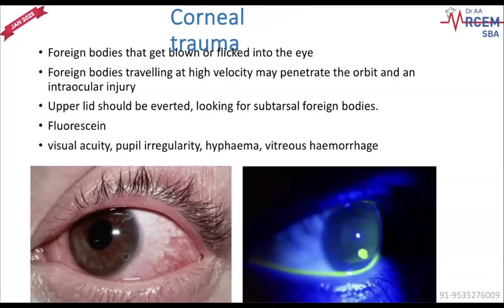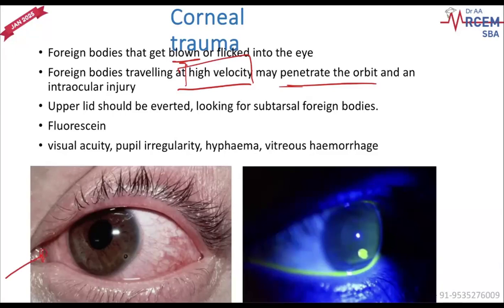Corneal trauma. Dust going into your eye is a foreign body you are having. This is very commonly seen; you might have experienced it, I might have experienced it previously. It can be anything blown into your eyes, basically. If the foreign body is traveling at a high velocity, it can cause perforation. It can perforate your orbit. So if high velocity is involved, then you need to be very careful.